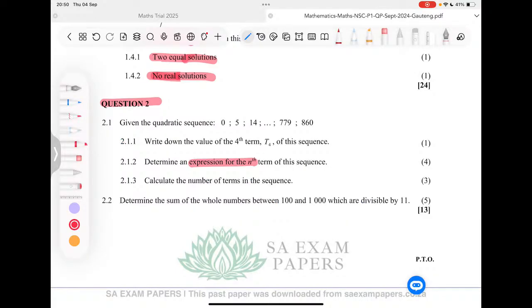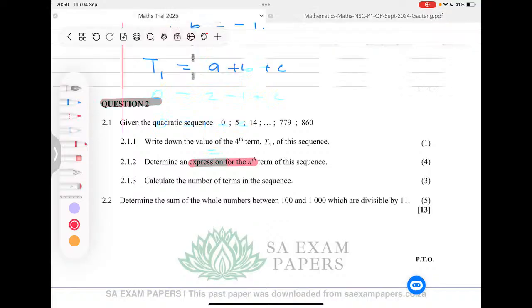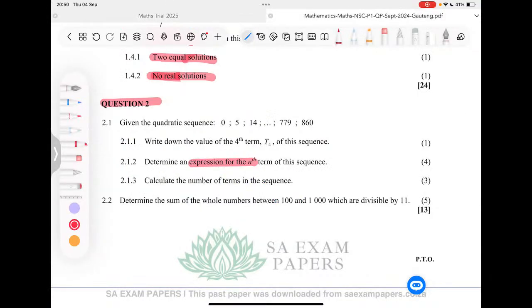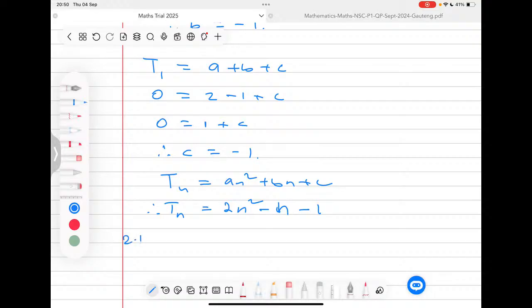The next question, 2.1.3, says calculate the number of terms in the sequences. So we want to find how many terms are in the sequences. What we are actually looking for here is really finding n, the number of terms. How many terms are in the sequence?